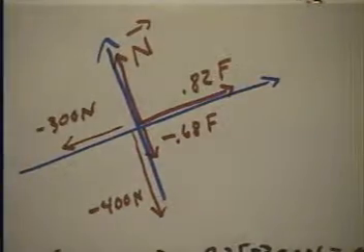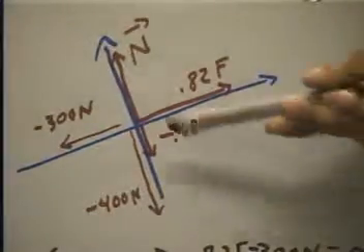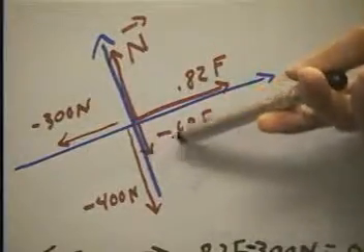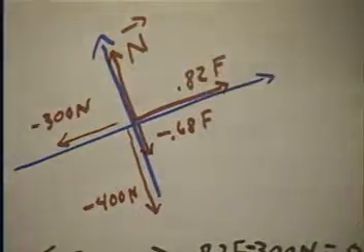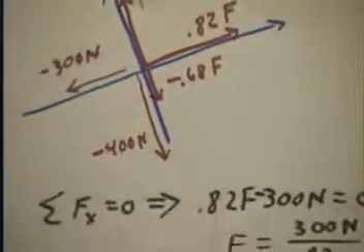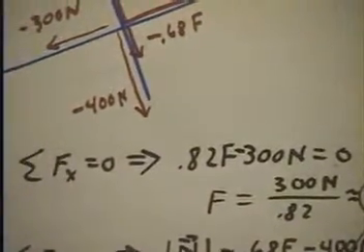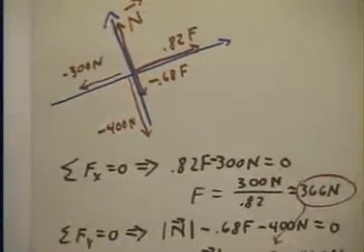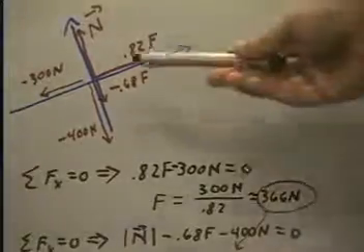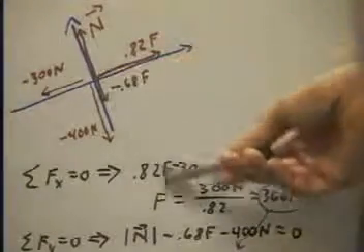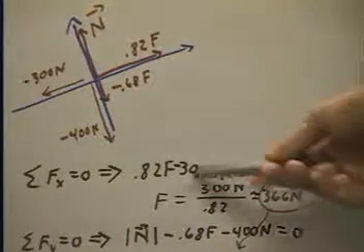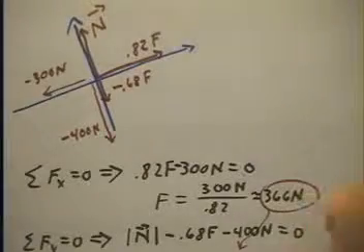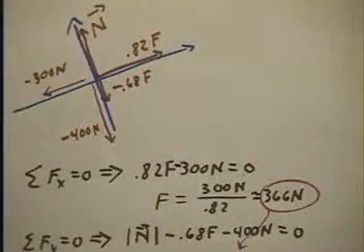Writing out the forces in the simplified form, we have 0.82 F here, negative 300 newtons here, negative 0.68 F here, negative 400 newtons here, and the normal force here. Now the sum of the x forces is 0, and that tells us that 0.82 F minus 300 newtons is 0. We can solve this for F very easily, and we get 366 newtons. So we found the horizontal force, and that's really the end of the problem as stated.